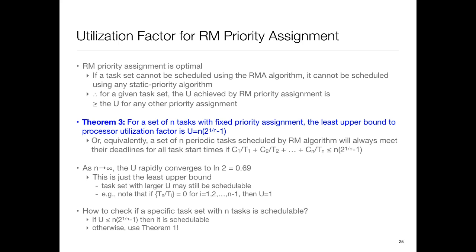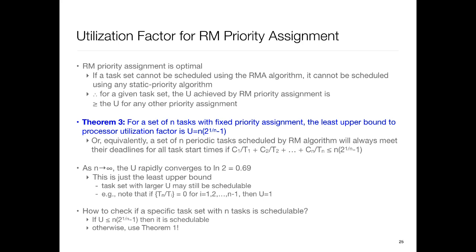What this is saying is if I give you n tasks and their U is less than this, then I can always schedule them. And since we also told you that rate monotonic is optimum, that is, if it cannot schedule then nothing else can, it means that rate monotonic will work. Maybe some other priority assignment will also work, but rate monotonic will work. If U is greater than this, then it may be schedulable.